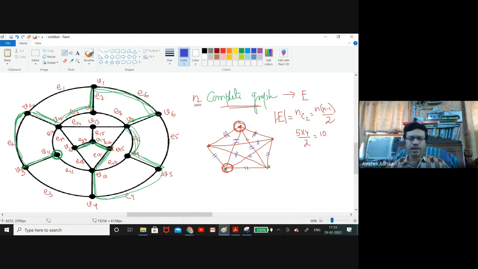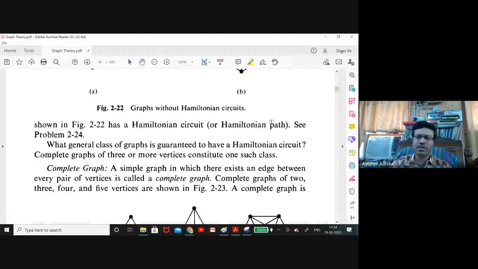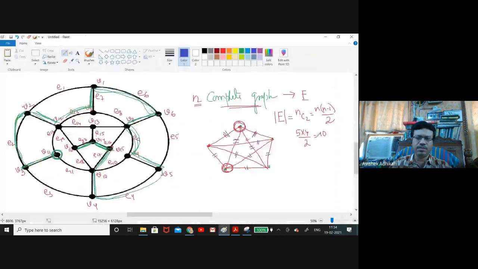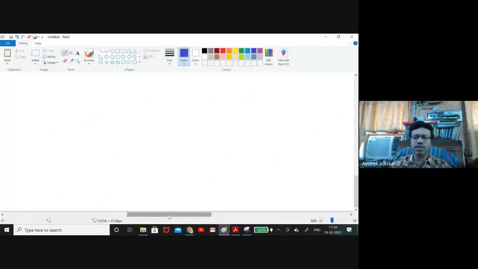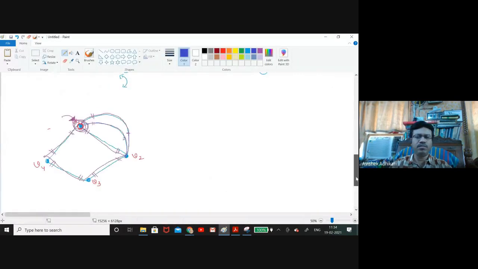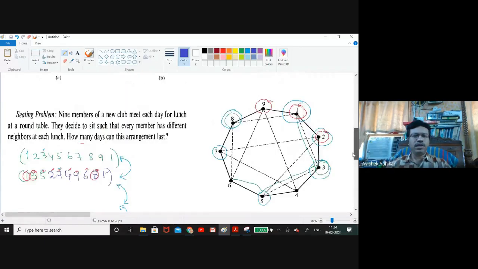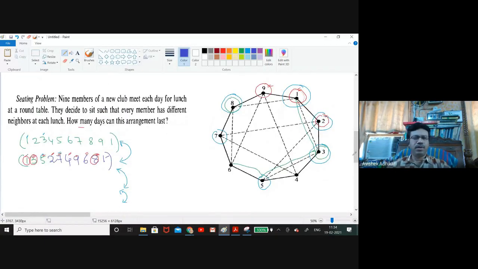Now try to understand the problem that I mentioned as our puzzle. What is that problem? The problem was the seating arrangement problem. I am again stating the same problem. 9 members in a new club meet each day for lunch at a round table. They decide to sit in such a way that every member has different neighbors at each lunch. How many days can this arrangement last?